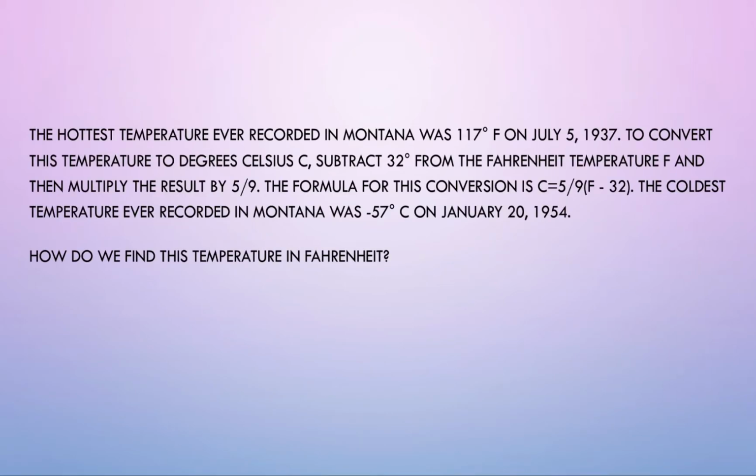The hottest temperature ever recorded in Montana was 117 degrees Fahrenheit on July 5th, 1937. To convert this temperature to degrees Celsius, subtract 32 from the Fahrenheit temperature, and then multiply the result by 5/9. The formula for this conversion is C equals 5/9 (F minus 32). The coldest temperature ever recorded in Montana was negative 57 degrees Celsius on January 20th, 1954. How do we find this temperature in Fahrenheit?